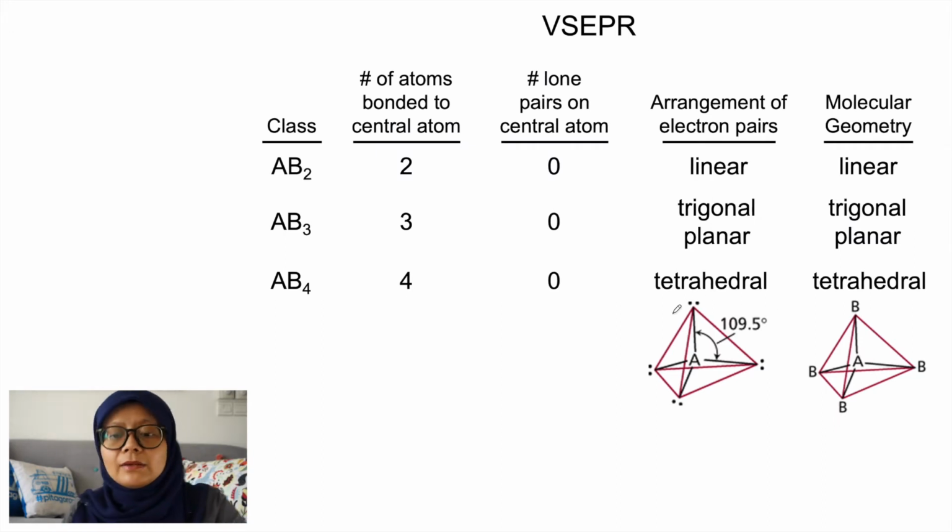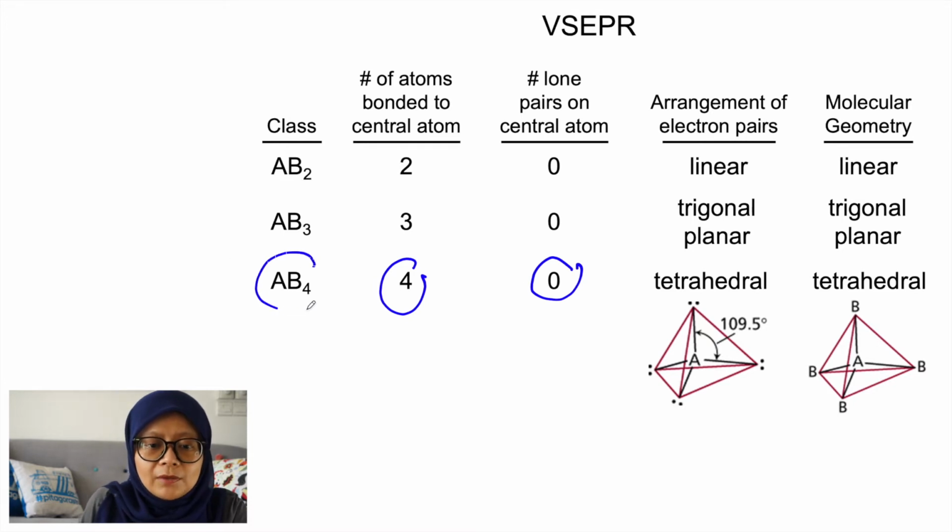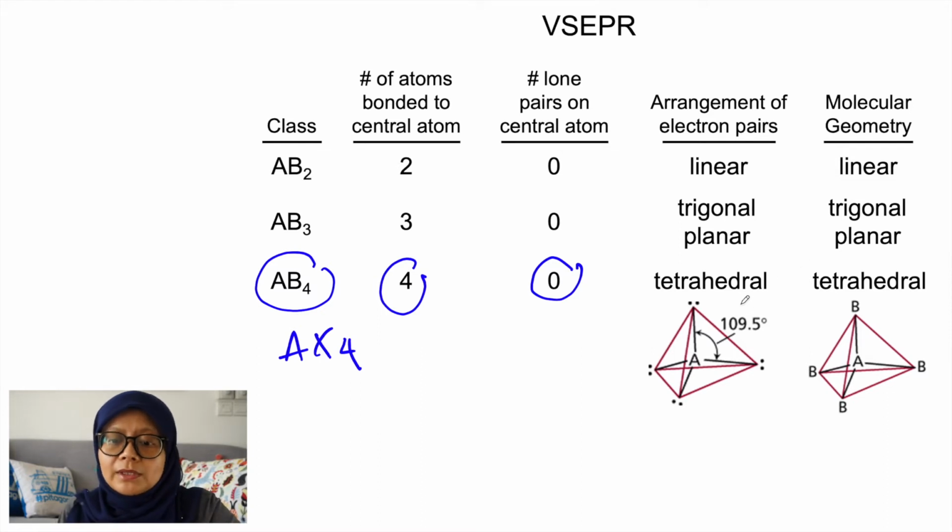Other than that, we go to the tetrahedral, where we have four surrounding atoms bonded to the central atom with 0 lone pairs, with the class of AB4, or you can write it down as AX4. The angle for the tetrahedral here is 109.5 degrees, with four surrounding atoms.